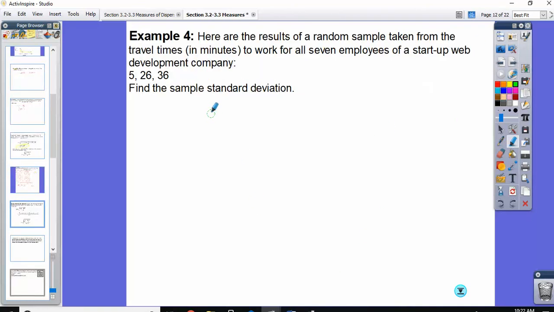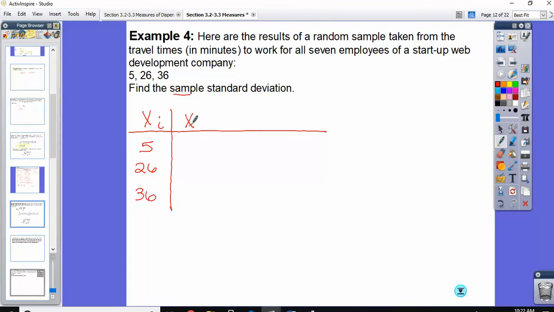Okay, so what I want to do is just calculate one more standard deviation by hand, and then we'll look at doing it on the calculator. So this one, I just took a sample of 3 employees from our company of 7. So I want the sample standard deviation. I want my x. Now the setup is the same. You make your table. You have your x's, which here we had 5, 26, and 36. We have to do each of those.